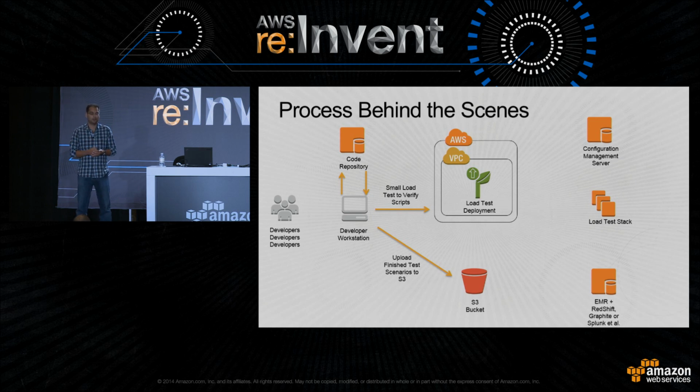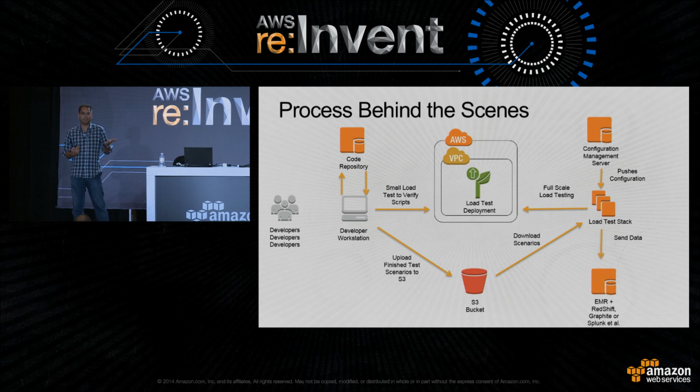At the same time, on the right-hand side, your load test stack is being launched via CloudFormation. Use your favorite configuration management server of choice, Chef, Puppet, really depends on what kind of shop you have. Push that configuration for, again, depends on if you're using Gatling, if you're using Grinder, if you're using Sung, just push that configuration. In this case, Grinder will pick up the scenarios from S3, and then you actually start running a full-scale load test. And then at the same time, you're sending data to something like EMR plus Redshift to get graphical analyses of how your load tests are doing. You can use Graphite or Splunk or whatever your favorite graphing tool is. And then upload those raw results onto S3 because you want to have historical data when comparing future load tests.